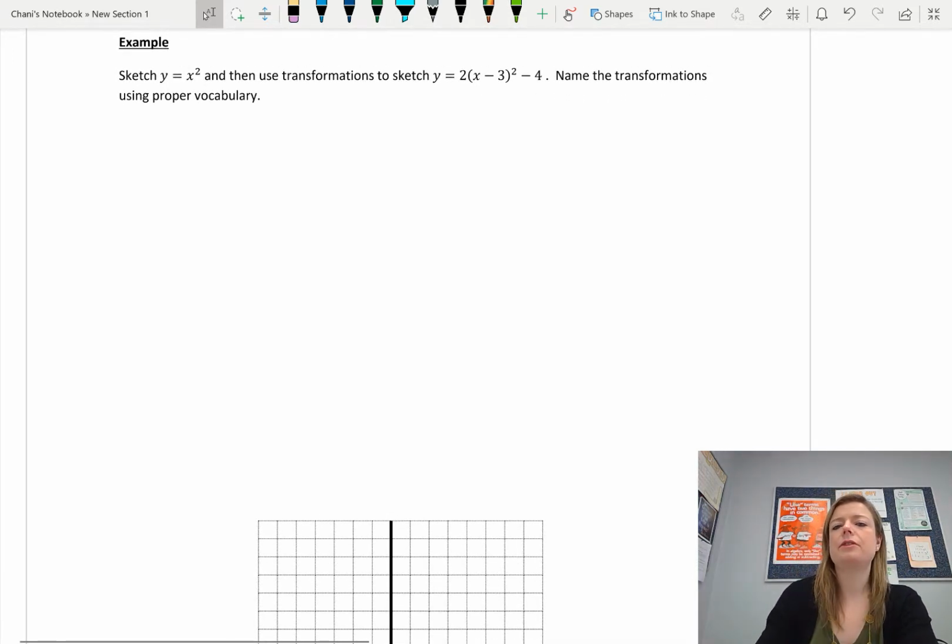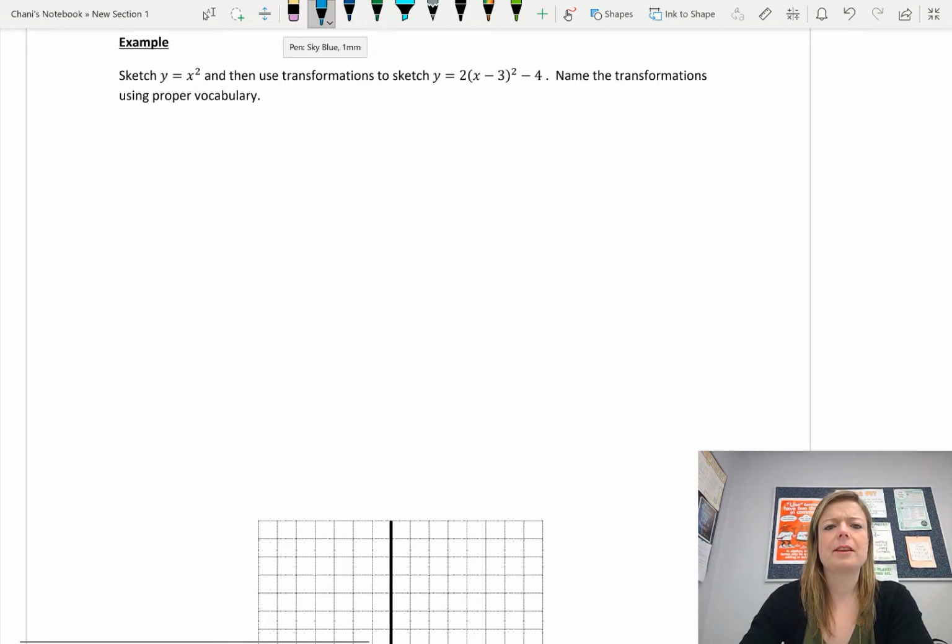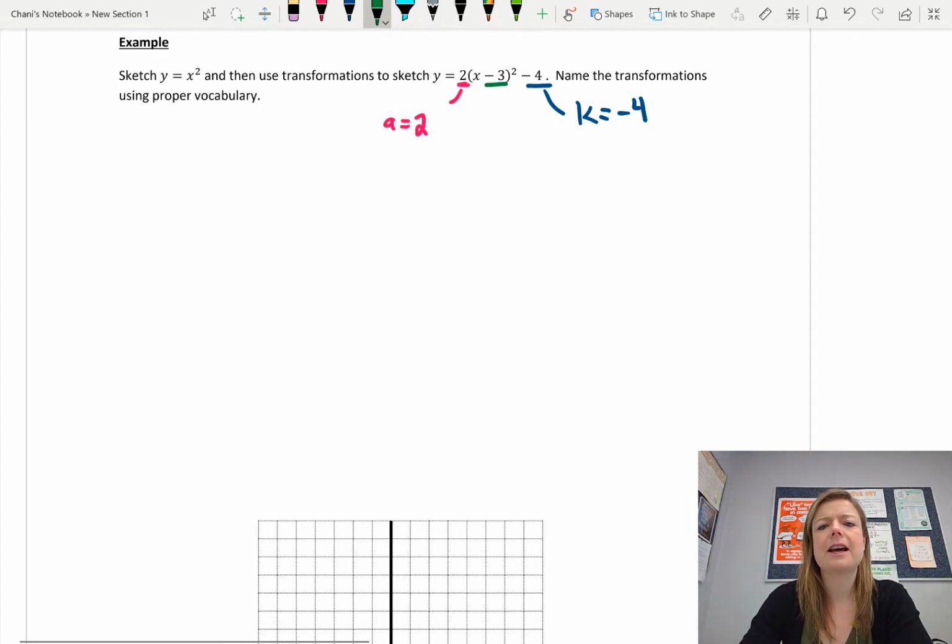So the first thing I want to do is label what our A, I'm going to make this pink, what our A, K, and H values are. So A is the number that is multiplied on the outside. So our A value is equal to 2. Okay? Our K value is added or subtracted on the outside. So our K value is -4. And then our H value is what's inside here. But remember that it's normally X minus H. So H here is actually +3.